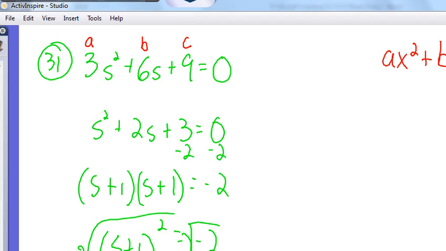What was the first thing that we did? Trying to get a one in front of x squared. Right. So how are we going to do that? Divide by a. Divide by a everywhere. We can't divide this by a without dividing everything by a. Well, that is really ax squared over a plus bx over a plus c over a. 0 divided by a is going to be 0.